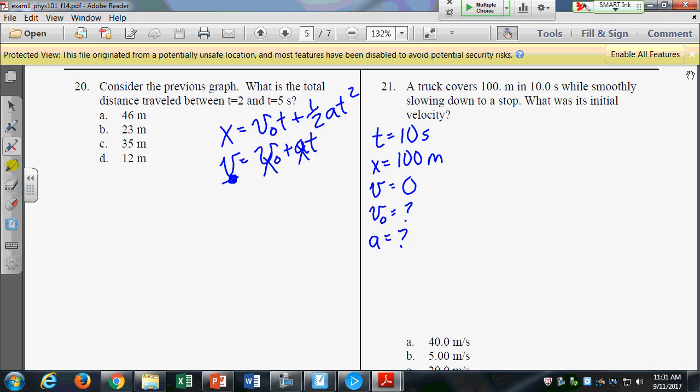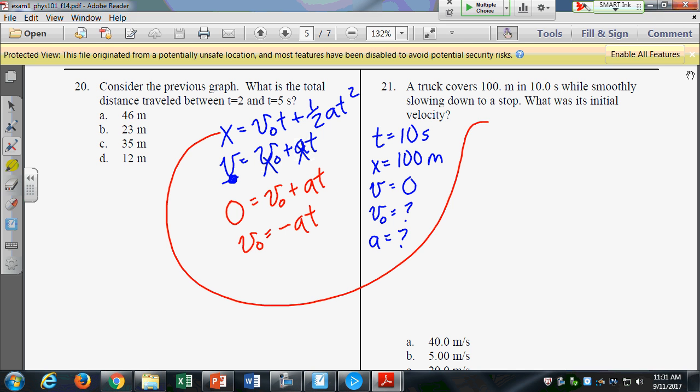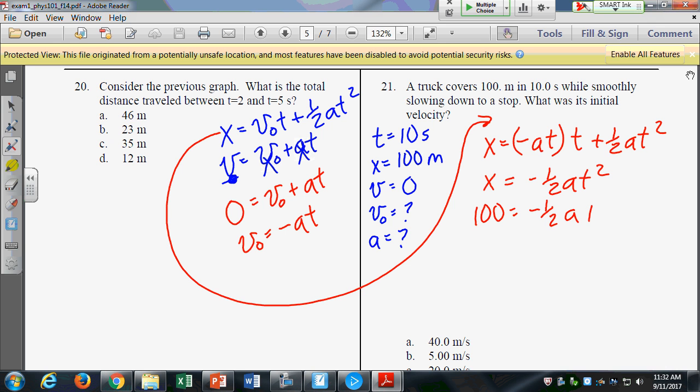So you have 0 equals V naught plus AT. So V naught is equal to negative AT. Oh no, this isn't difficult. And I want to know, come over here, I can say that X is equal to negative AT times T. What I did there is I just said this and subbed it in for V naught there. Plus 1/2 AT squared. And so X is equal to negative 1/2 AT squared for this problem. X is 100. T was 10. So A then is negative 20.